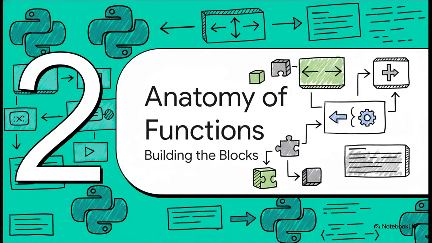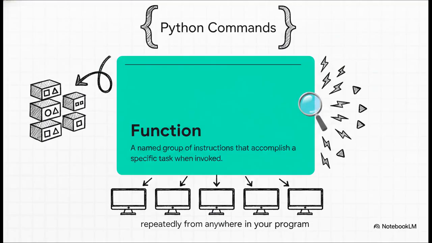Section 2. The anatomy of functions. Building the blocks. Now that we understand the why, let's transition right into the how and see how we actually build these blocks in Python. So what is a function? Well, it's defined as a named group of instructions that accomplish a specific task when it's invoked or called. The real power here is reusability. You write the instructions once, you give them a name, and then you can call that name repeatedly from anywhere in your program. You are essentially creating your very own custom Python commands.